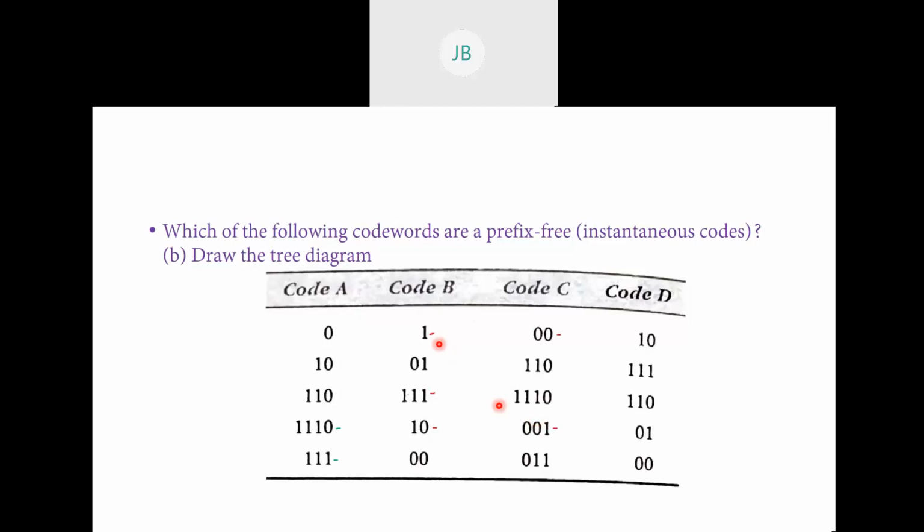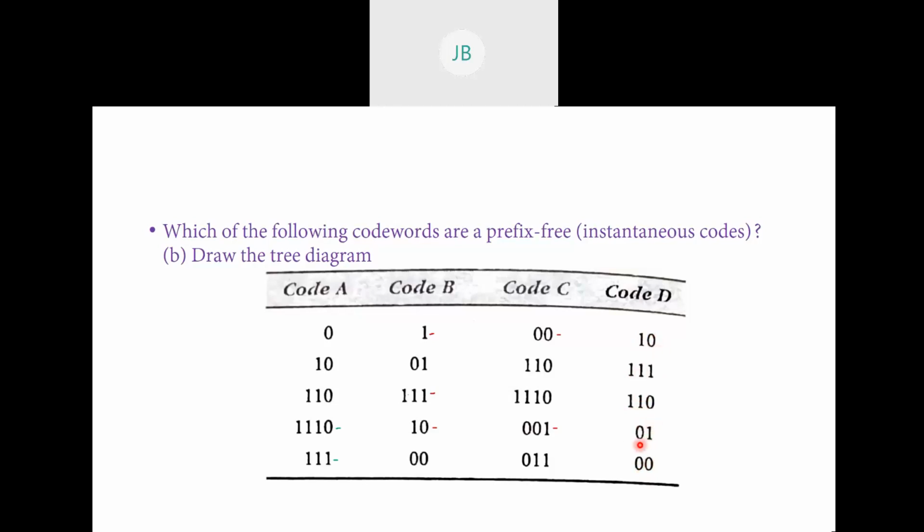So I have marked here whether it's a prefix free or not. And let us go to the last code D here. So when you see here, there is a 10 here. Is there any 10 here? No. There is a 111 here. Is there any 111 here? No. There is a 110 here. There is no 110 in any of the other ones.